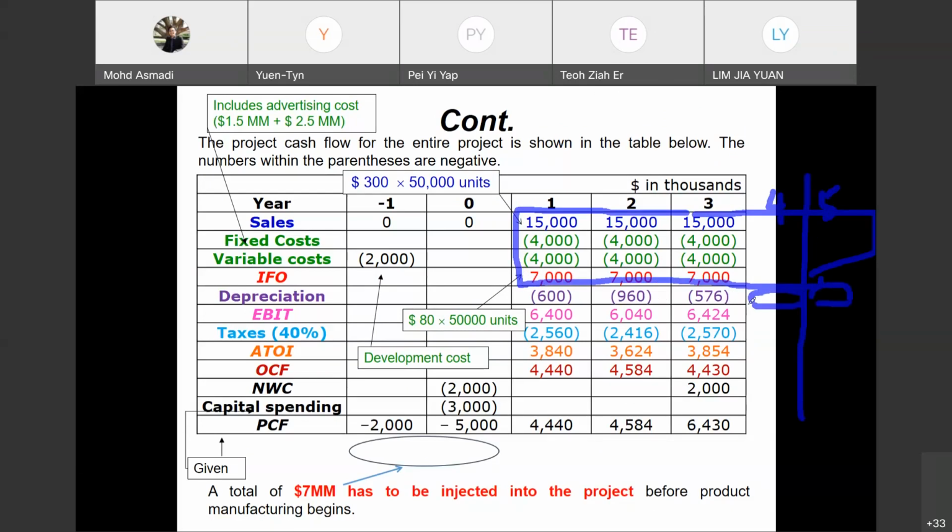Depreciation, and EBIT also will be changed, since it's a change in the D, right? Tax also will be changed. Similarly, this one. The value of 2000 will be moved to year 5, not here. This will be blank.